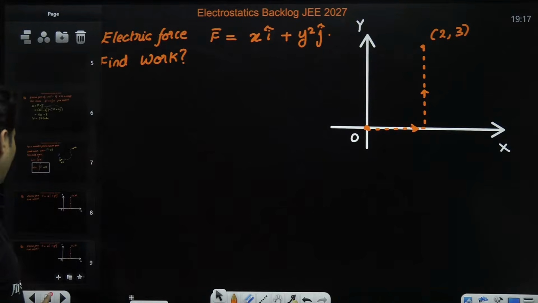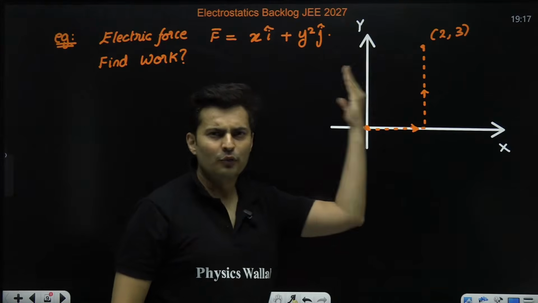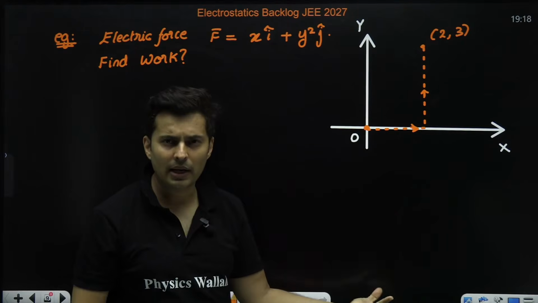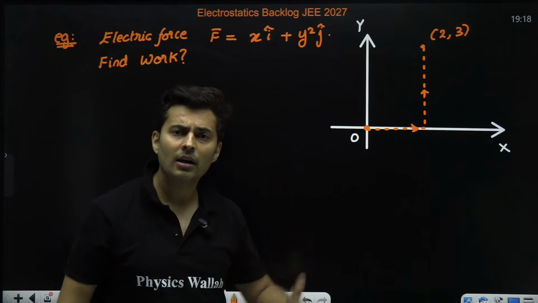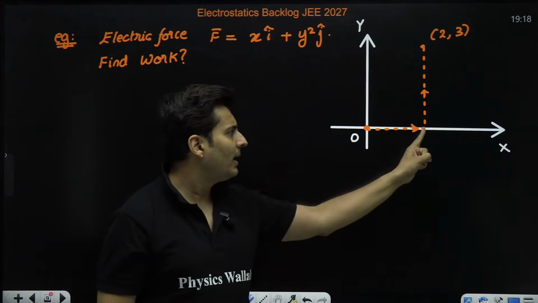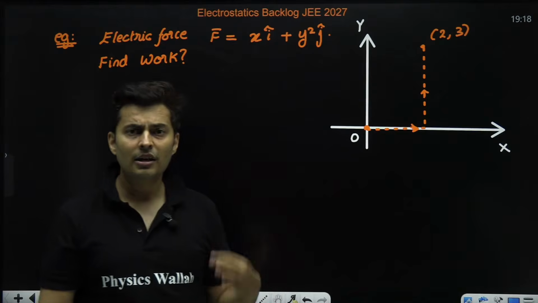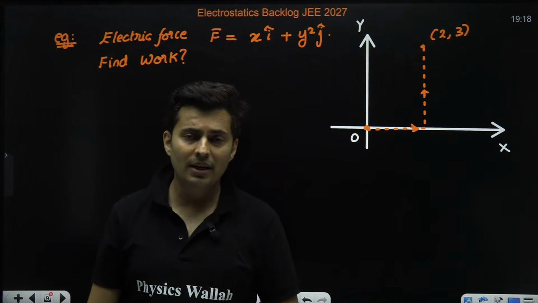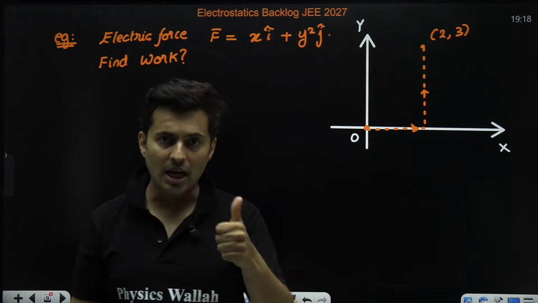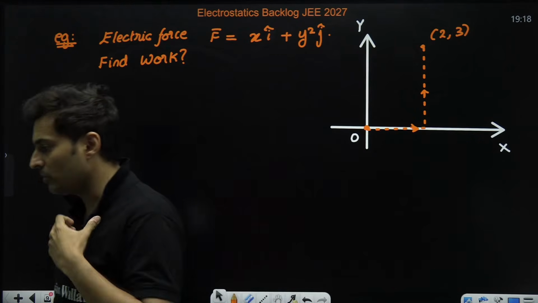Okay, let's try and understand. This electric force for some reason is dependent on the x coordinate as well as the y coordinate. You don't have to break your head over it. It's given, so take it for granted. Now you are moving the particle like this, and then you have taken it here. You are required to figure out what is the work done in this process. Shall we do this problem? It's a very interesting problem.